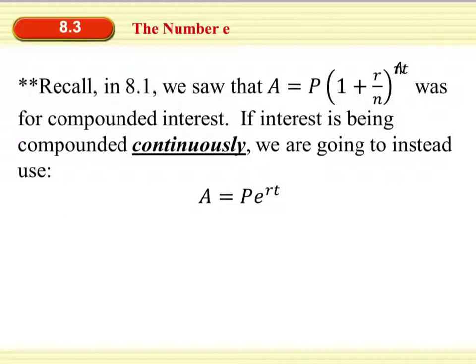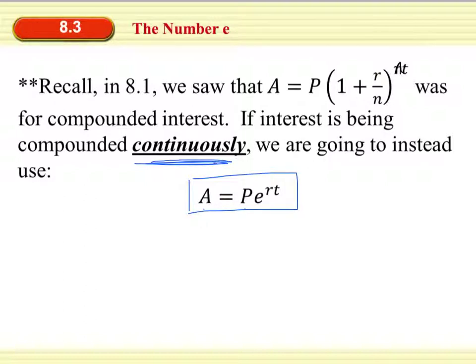Now, every once in a while you'll run across a case where you're going to be compounding your interest continuously. If your interest is being compounded continuously, and that will be the key word, if it says continuously, you're going to use this formula right here, which a lot of people call the PERT formula. Your amount earned is equal to your principal times e to the rate times your time.